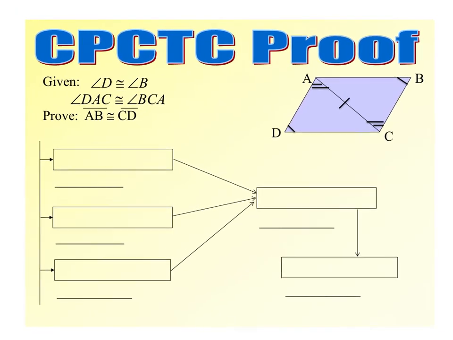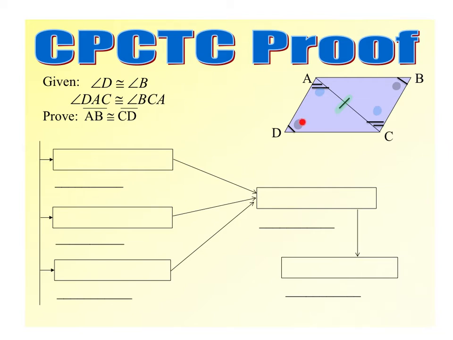Let's start with the given. Angle D is congruent to angle B, so that's an angle. And angle DAC is congruent to angle BCA, so that's another angle. Let me mark the two angles given. D congruent to B is marked with one tick mark. And DAC congruent to BCA is marked with two tick marks. And then I have a common side, which is AC. AC belongs to triangle ABC, and AC belongs to triangle ACD. So that's a common side.